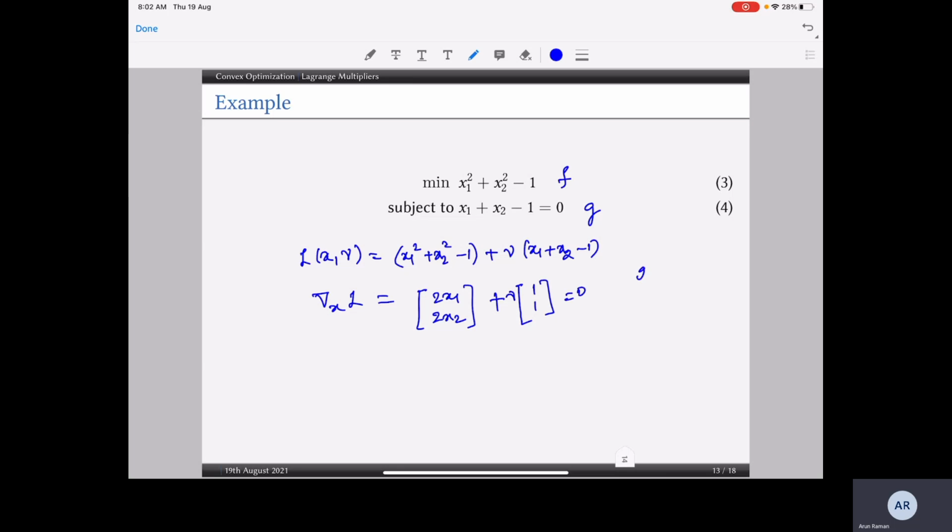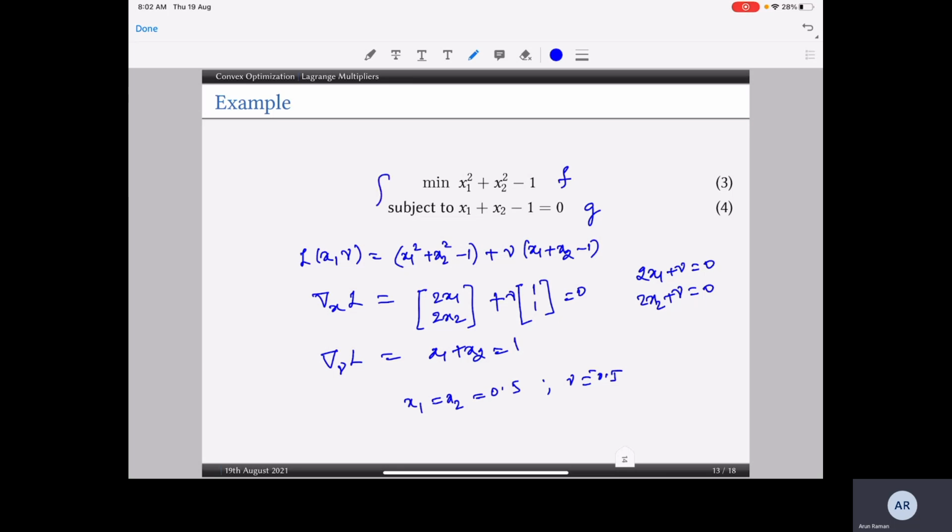Okay, so we have two equations here: 2x1 + nu = 0 and 2x2 + nu = 0. If we take the gradient, we have x1 + x2 = 1. You can verify that the solution to this is x1 = x2 = 0.5. We will also get nu = -0.5. Okay, so this is the solution.